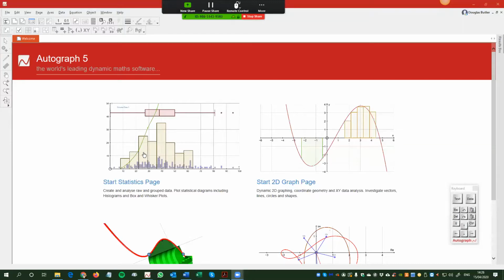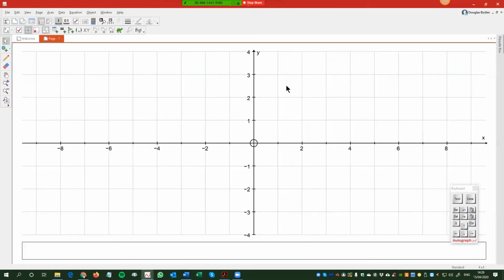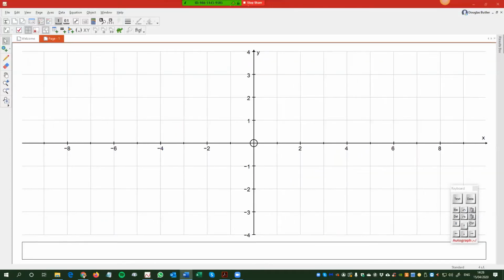Okay, well, as Rob has said, there are one or two topics we didn't quite get to. So I'll start off with a fresh page. And the first topic is that of inverse functions. Now, inverse functions is relatively new to the GCSE syllabus. And there's a lovely tool in Autograph to help you understand how it all works. And it's this XY up here.